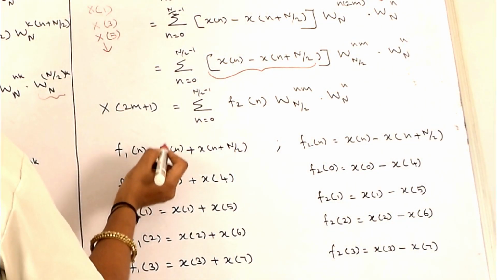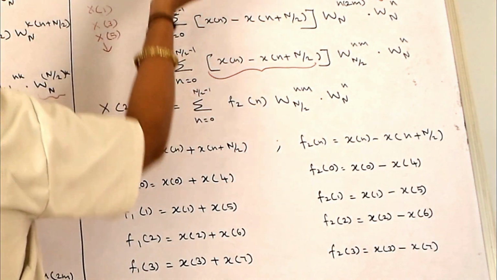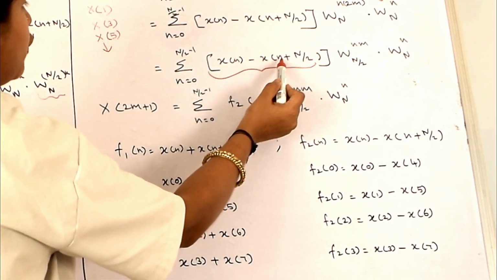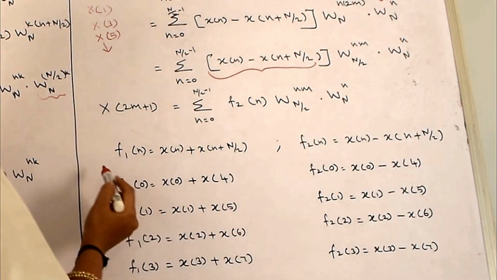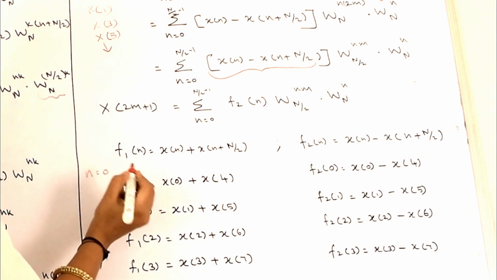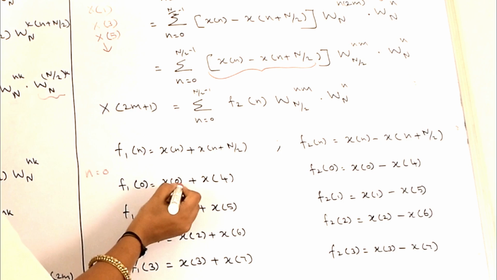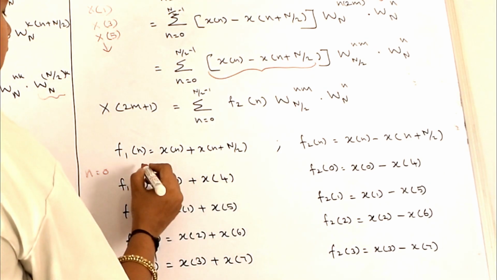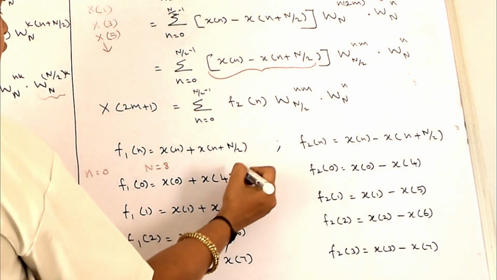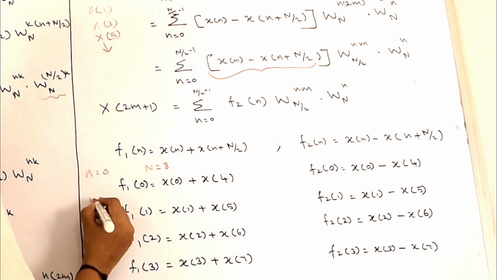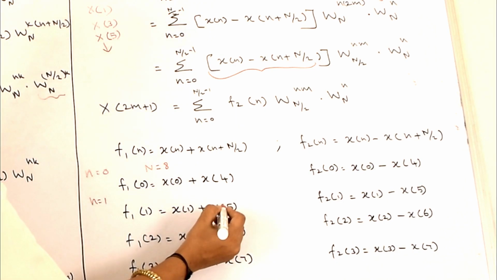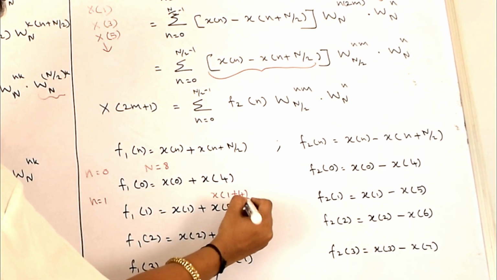f1 of n is equal to x of n plus x of n plus N by 2, and f2 of n is equal to x of n minus x of n plus N by 2. Here I am going to substitute different values for n. When you substitute n as 0, you will get f1 of 0 is equal to x of 0 plus x of 4. Consider an 8-point DFT; N by 2 will give you 4. When you substitute n equal to 1, you get f1 of 1 is equal to x of 1 plus x of 1 plus 4, that is 5.